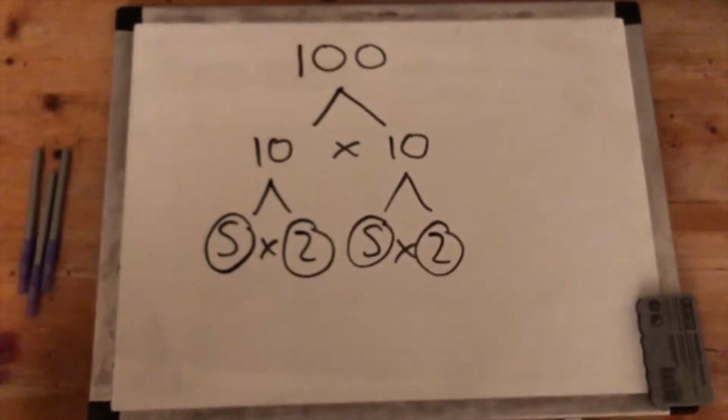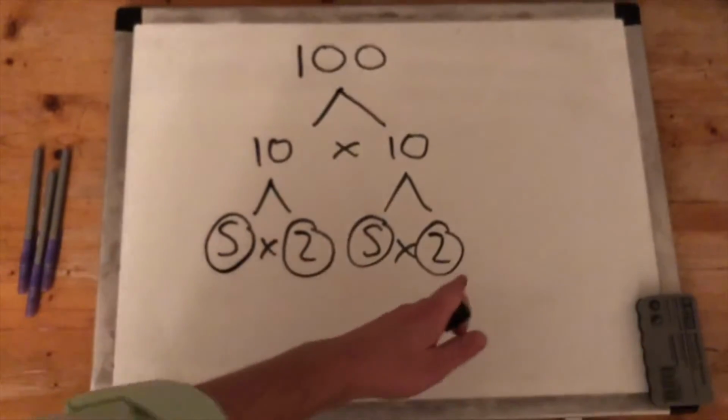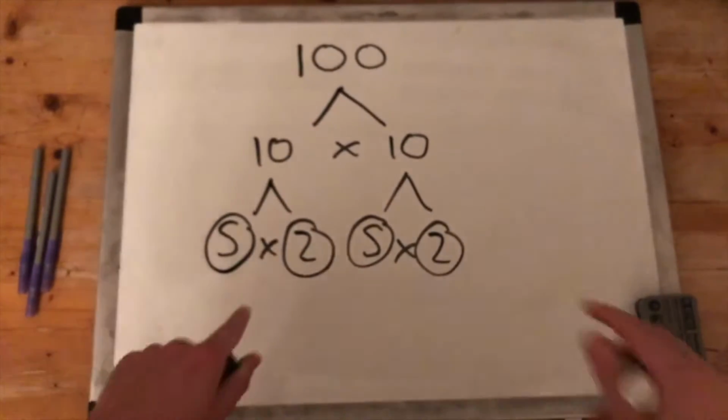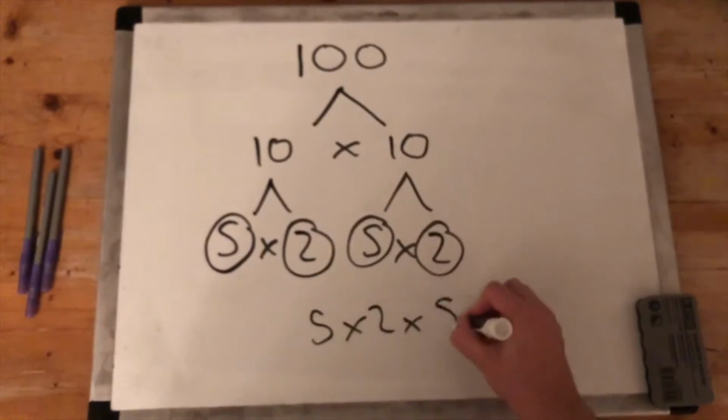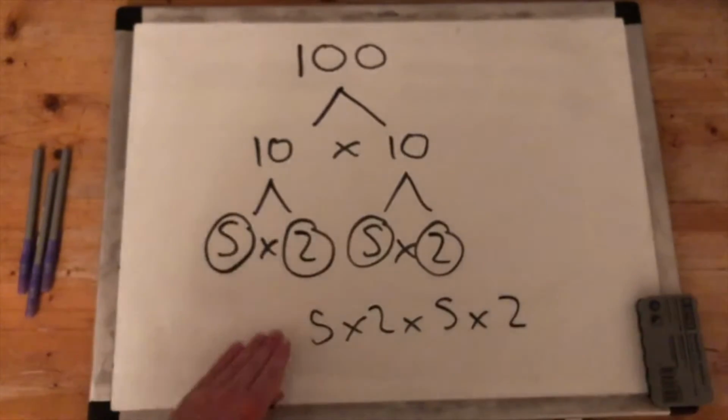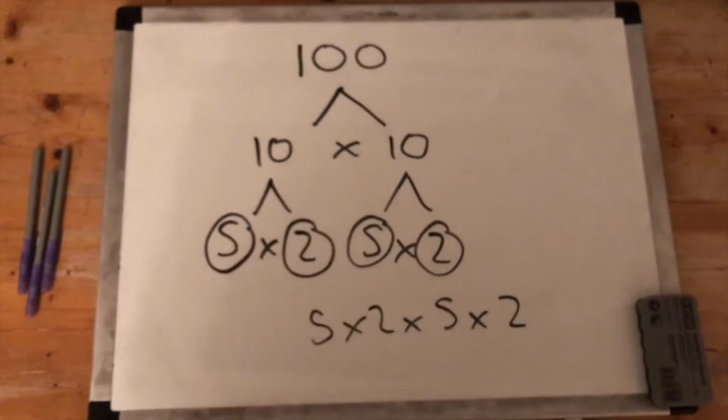And there we go. We've circled everything. 5 is a prime number, 2 is a prime number, so we circled it. So we can write them out. We've got 5 times 2 times 5 times 2. Just writing out your circled numbers to get your answer.